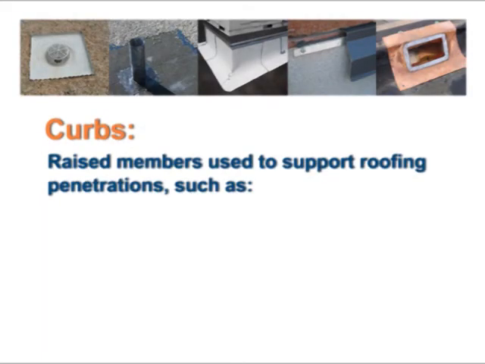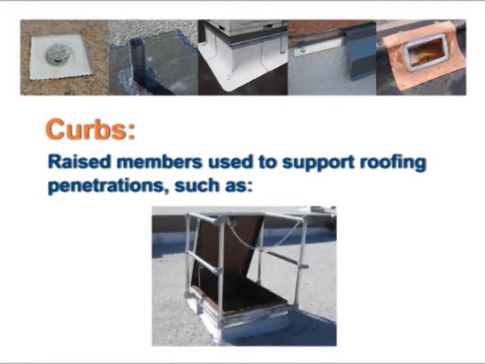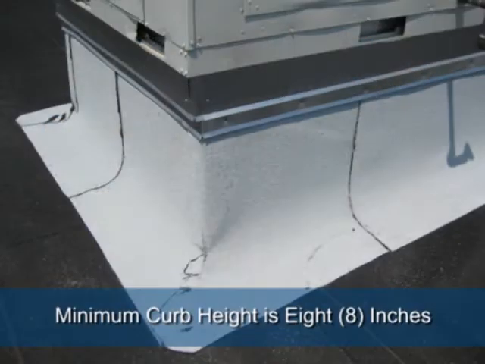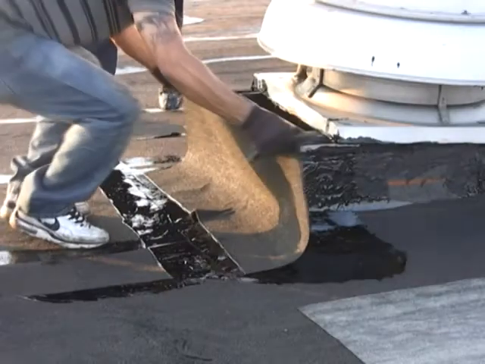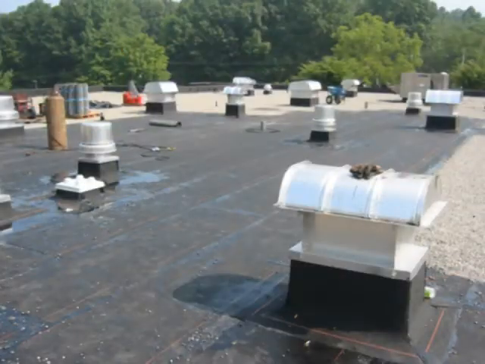Curbs are raised members used to support roofing penetrations, such as skylights, mechanical equipment, and hatches above the roofing surface. Minimum curb height is 8 inches. In the following section, you will see both an equipment and roof hatch as examples of a curb. Typical installation steps are as follows.